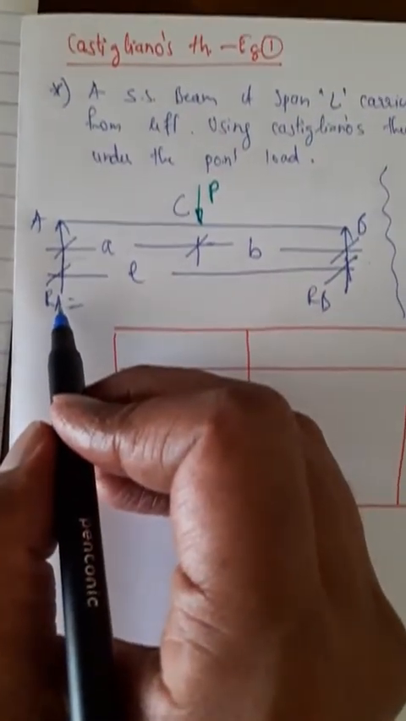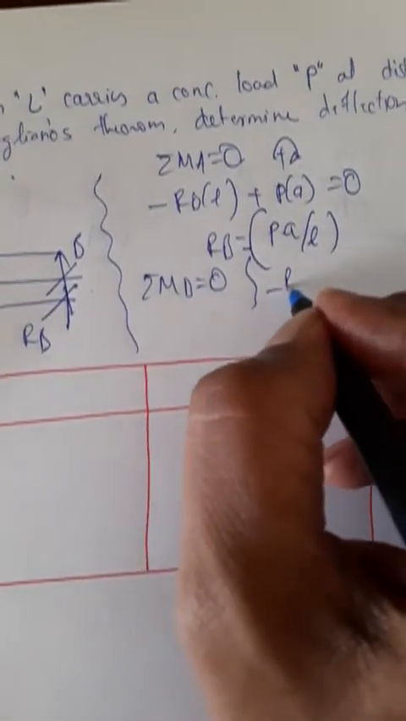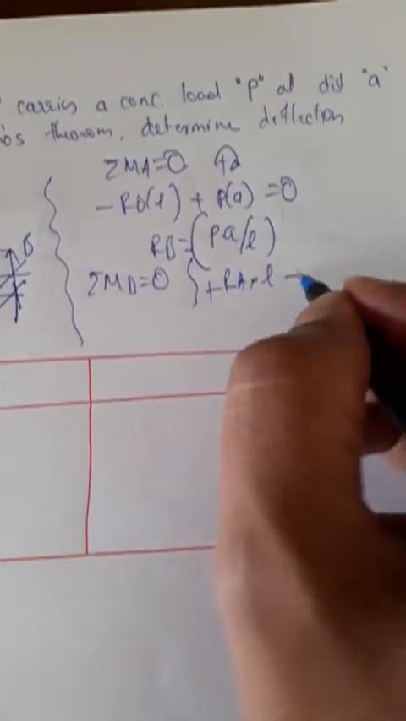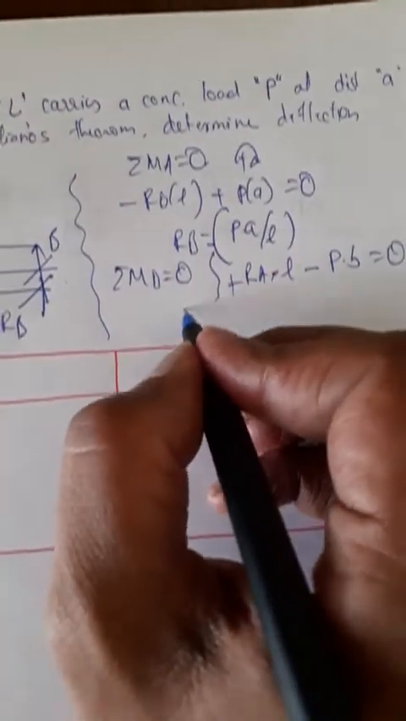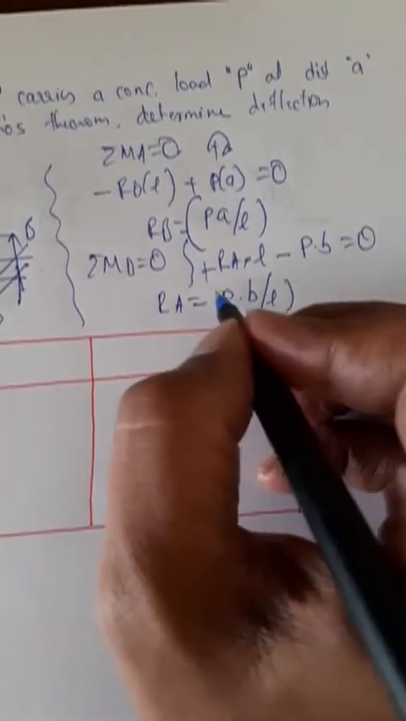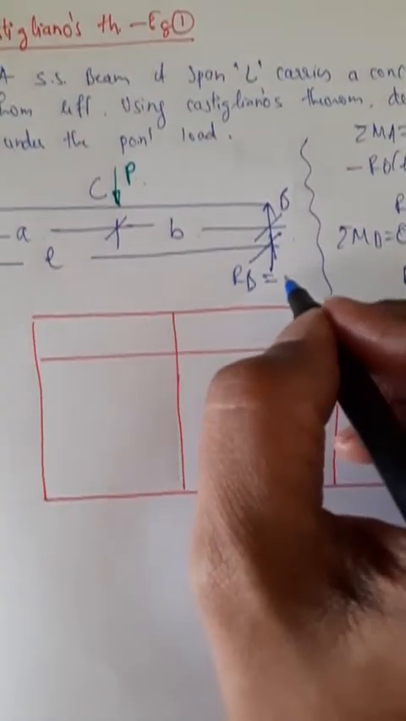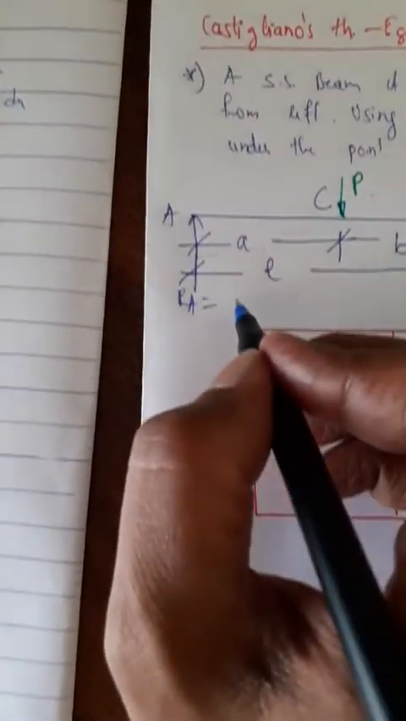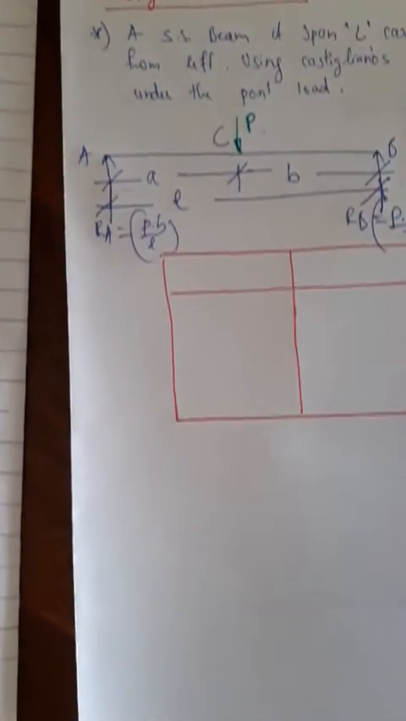So plus RA into L minus P into B is equal to 0, or I can write RA is equal to P into B divided by L, PB by L. So RB is PA by L, RA is PB by L. Now I'll put that in the tabular form.